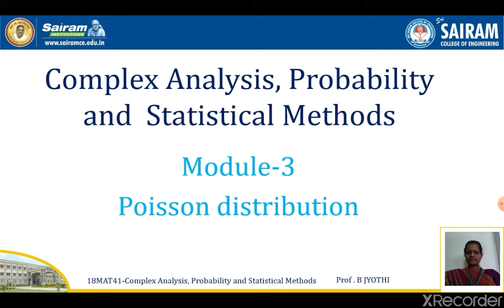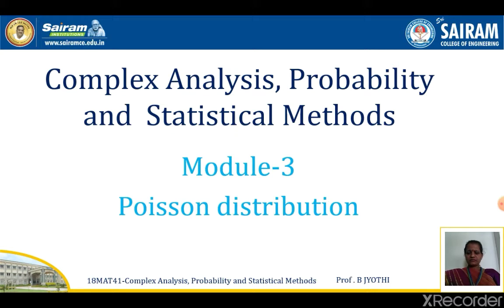This is also a discrete probability distribution. In the discrete probability distribution, we have two types of distributions. One is a binomial, the other one is a Poisson distribution. And in the continuous probability distribution, we have the normal and the exponential distribution. In the previous classes, I have already discussed what a binomial distribution is. And in today's class, we are going to discuss what a Poisson distribution is.